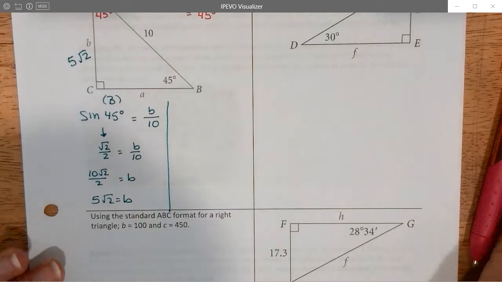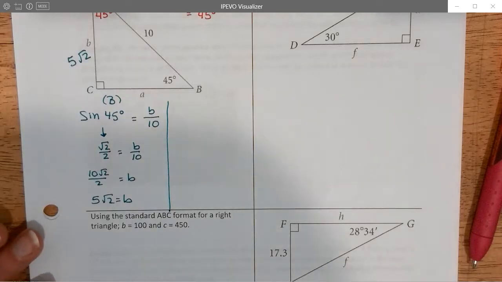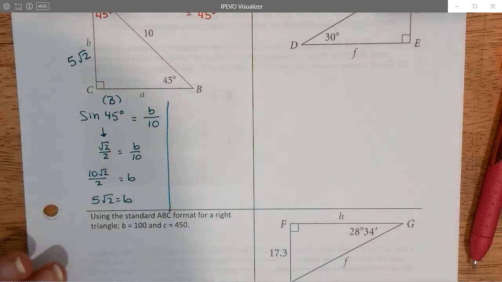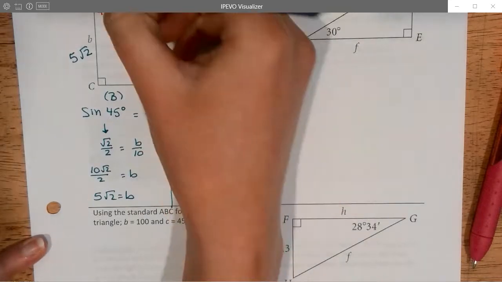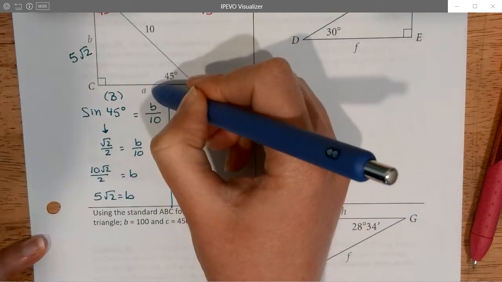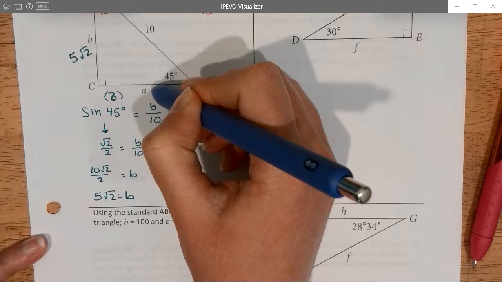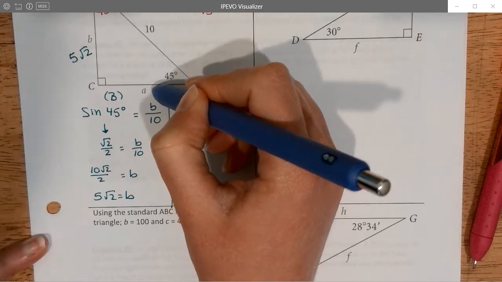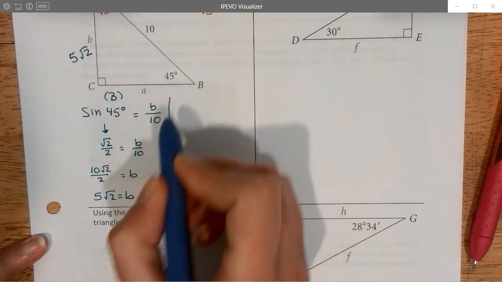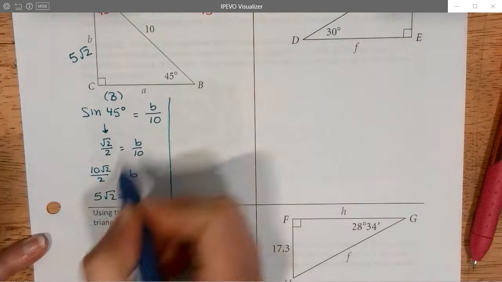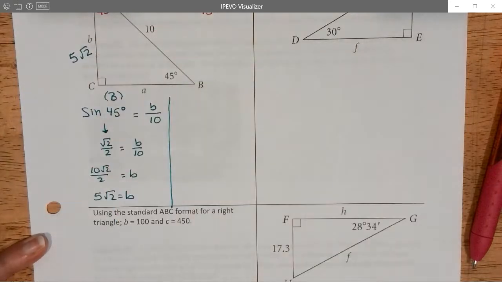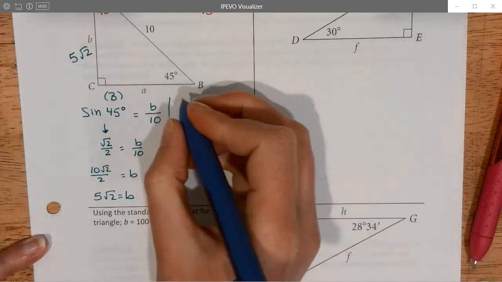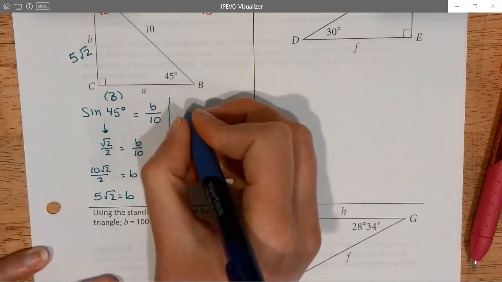I only have one piece of information missing. Now we're going to go ahead and find side A. I could use a trigonometric ratio again, or I could use the Pythagorean Theorem. The trigonometric ratio is going to come out the same. Actually, I already know the answer is 5 square root of 2, because if the two angles are the same, the two sides have to be the same. This is an isosceles triangle. But just to verify, let's go ahead and use the Pythagorean Theorem to make sure that that comes out.